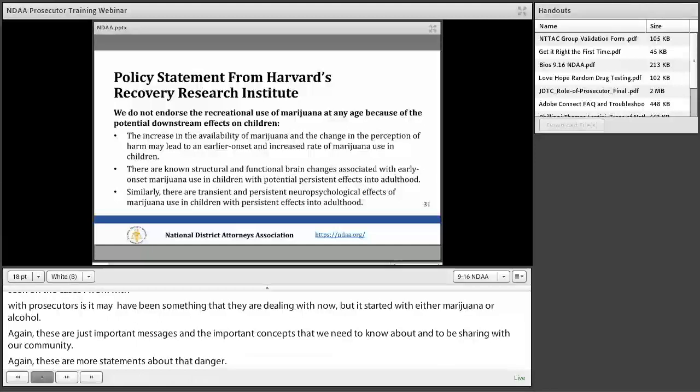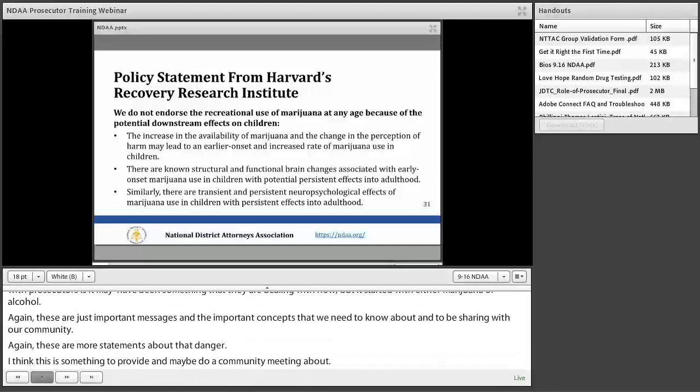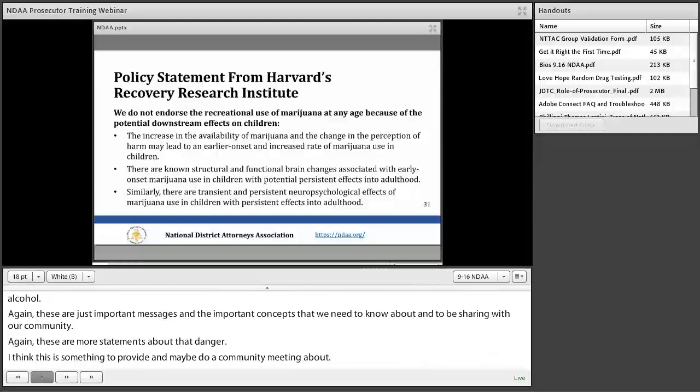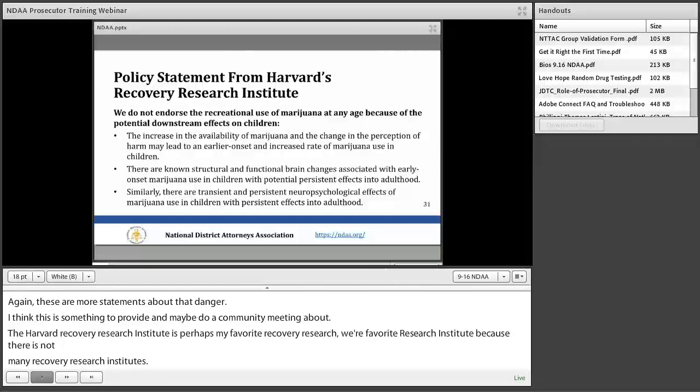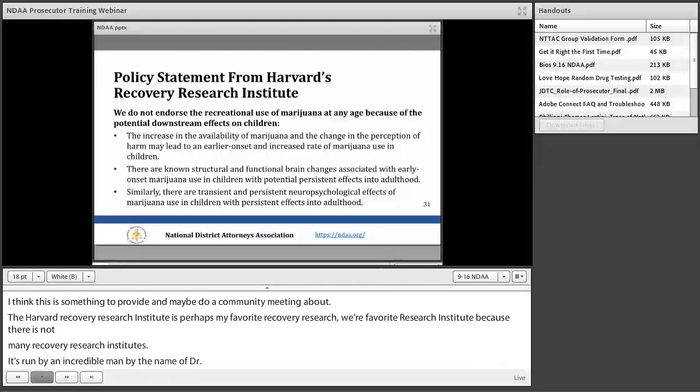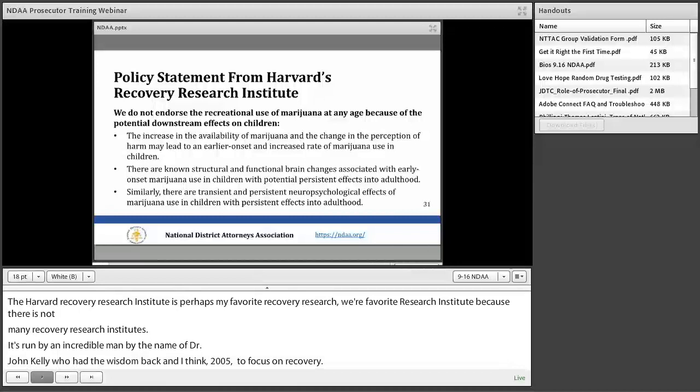And the Harvard Recovery Research Institute is perhaps my favorite research institute, because there are not many recovery research institutes. It's run by an incredible man by the name of Dr. John Kelly, who had the wisdom back in, I think, 2005 to focus on recovery. Because, like I said at the beginning of this presentation, we can spend our time just focusing on the problem, complaining about the problem, or we can look for the solutions. And recovery is the solution for an addiction problem.